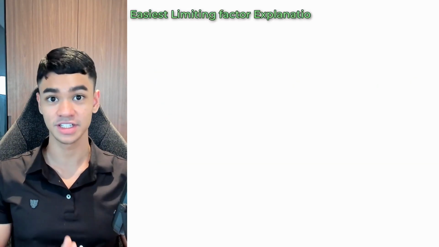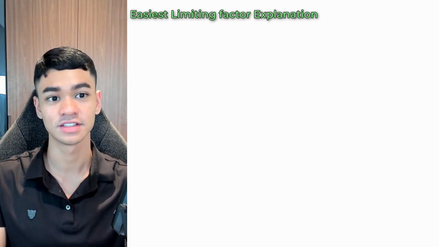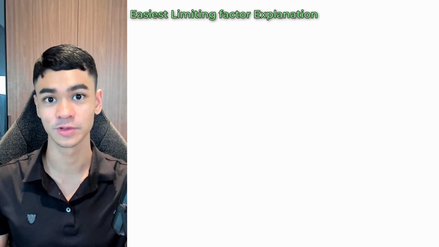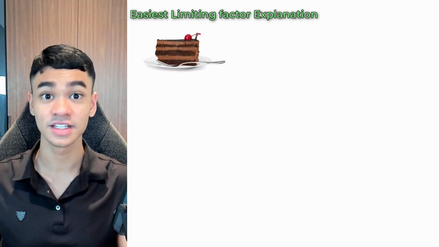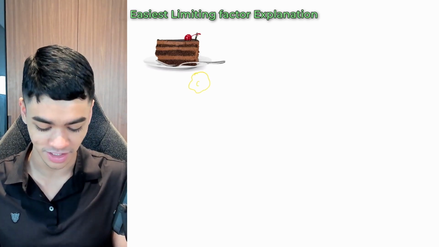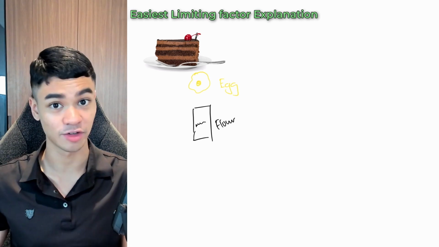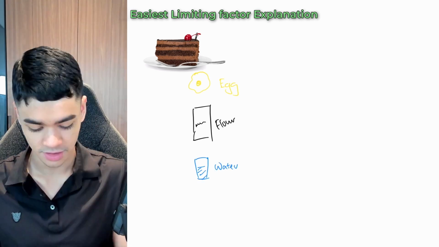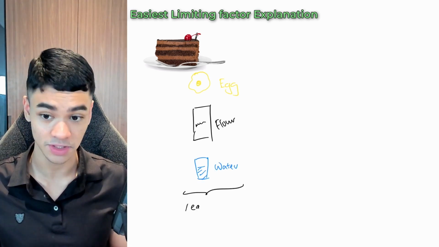I'm going to show you such an easy explanation for limiting factors that it'll literally be a piece of cake for you. So imagine we're baking a cake, and here's my horrible recipe for cake. We're going to use 1 egg, 1 pack of flour, and 1 cup of water. So each of these gives me 1 cake.